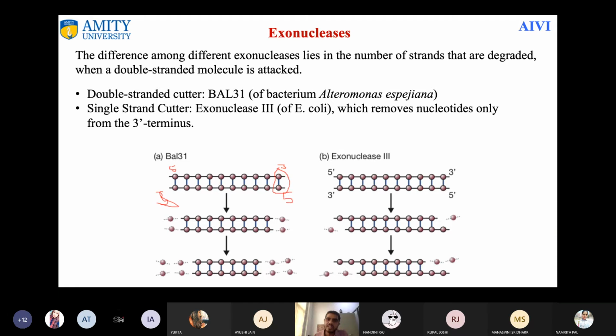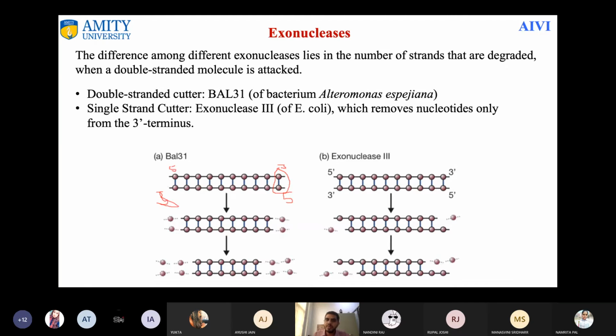The second type is the single stranded cutter. A single stranded cutter also depends on which end it is cutting, whether at the 3' terminus or at the 5' terminus. The example given here is the enzyme exonuclease 3. This exonuclease 3 is an enzyme isolated from a bacterium again, Escherichia coli. What is it doing? It is producing a single strand cut, and it is removing nucleotides only from the 3' terminus.